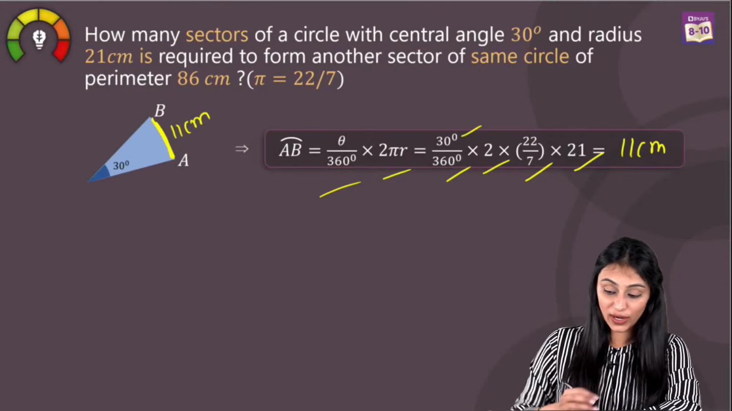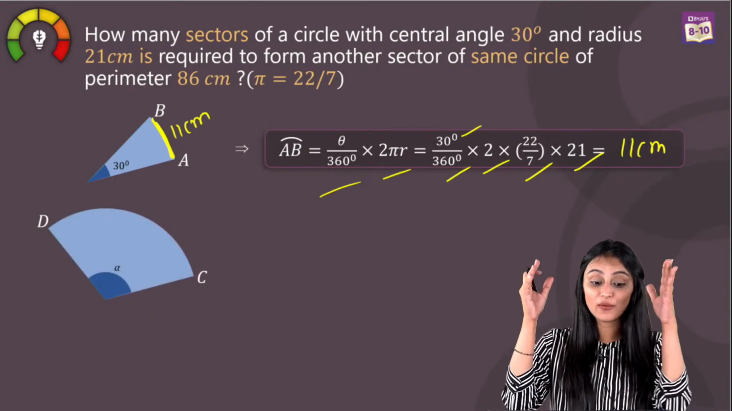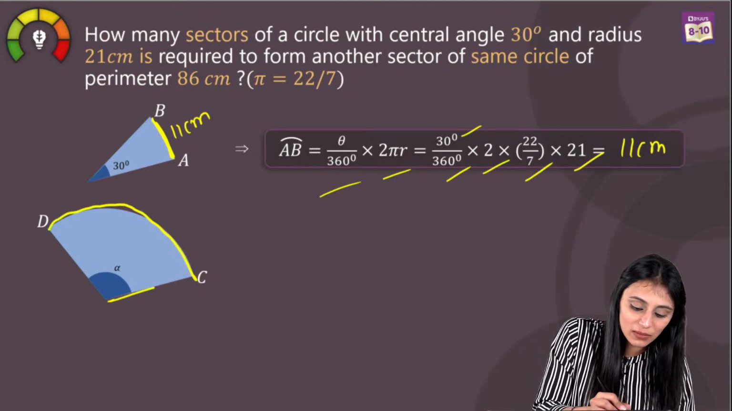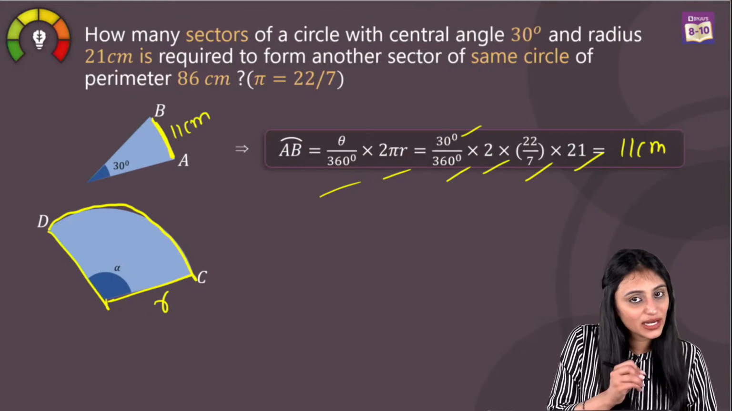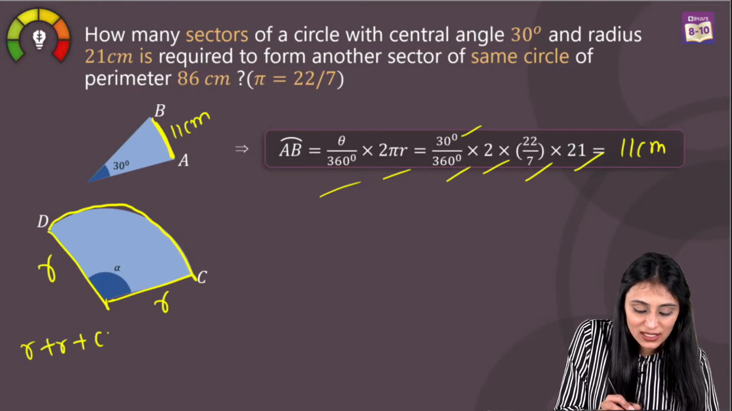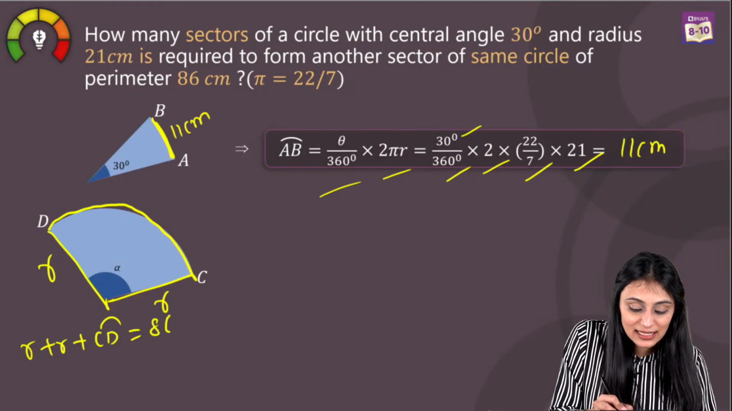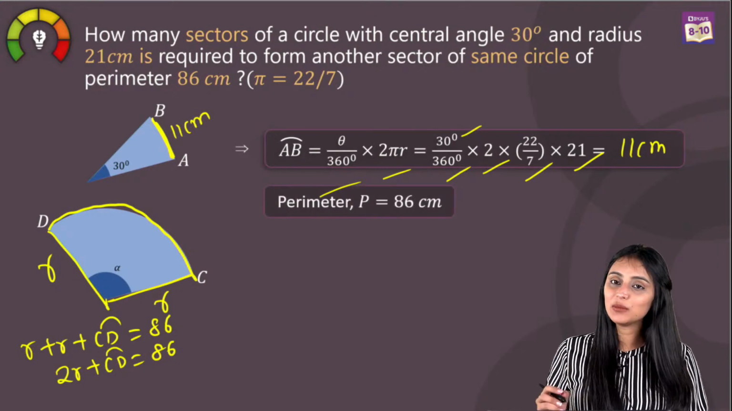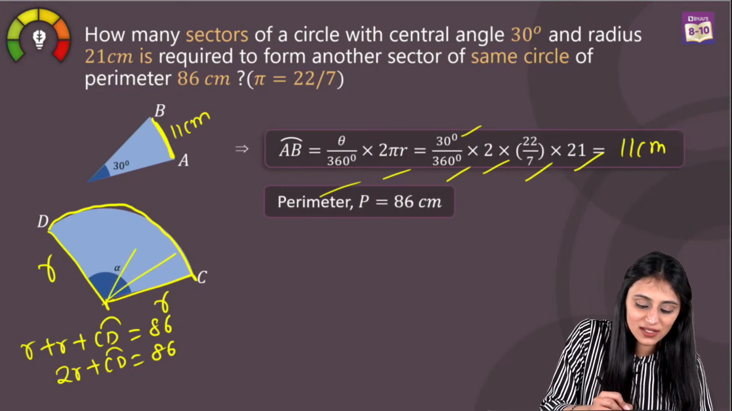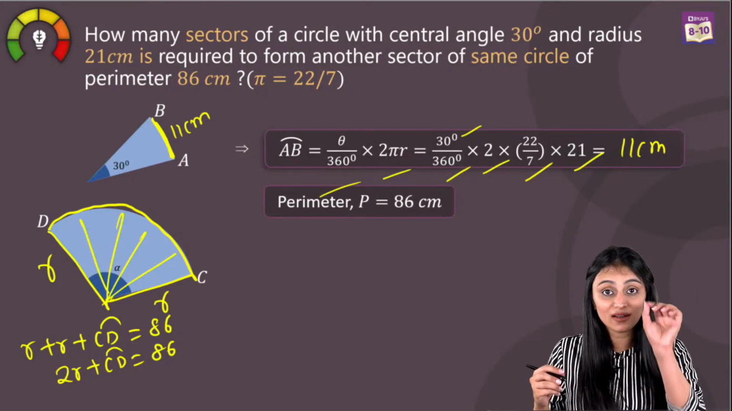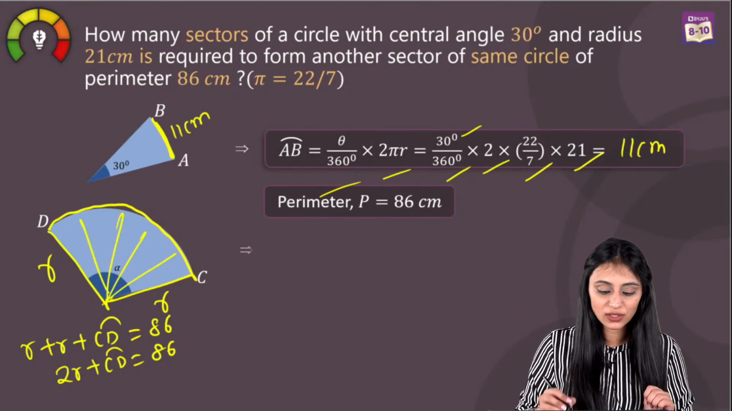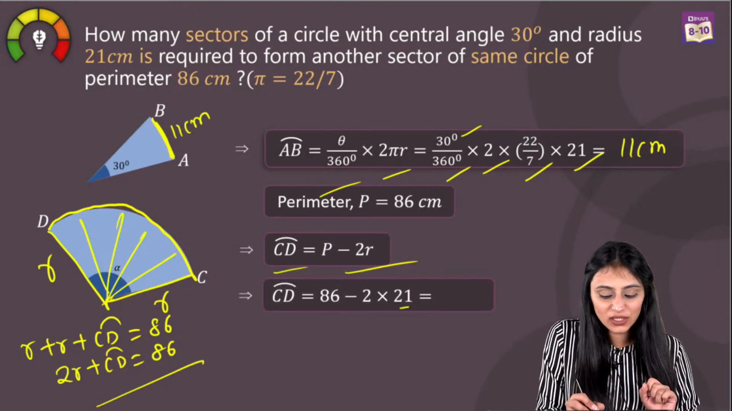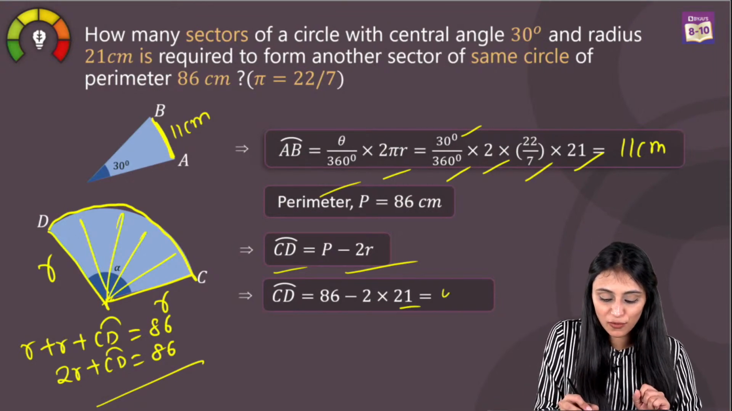Now, we are talking about another sector of the same circle which has a perimeter of 86. The entire perimeter is 86. This is radius, this is radius. So radius plus radius plus length of arc CD is 86. I can say 2r plus length of arc CD is 86, right? So 86 centimeters is the perimeter for this. Now how many sectors will it have? Each one of them has a central angle of 30 degrees and the same radius. In that case, CD equals perimeter minus 2r. From this equation, simply put the value of r. You will get 44 centimeters at the end.